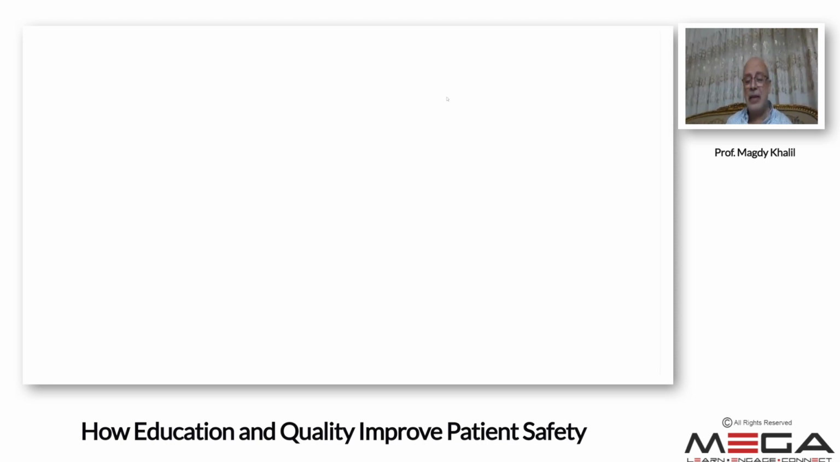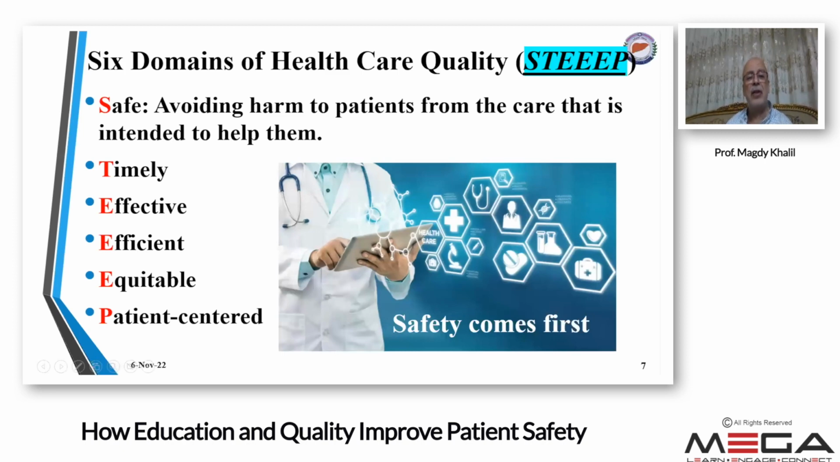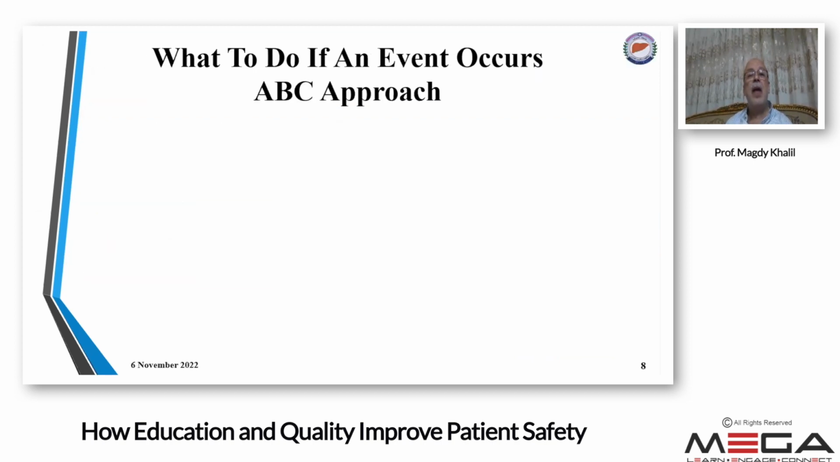Coming back to the 6 STEEEP: safe, timely, efficient, effective, equitable, and patient-centered. Now, what can we do if some of our colleagues are involved when some bad event occurred? We are busy with treating the patient, but then after, when you come back to the office, it is the ABC approach. Anyone can tell me about the ABC approach? Even in the chat. This is the ABC approach when coming to the office, not during the care of the patient.